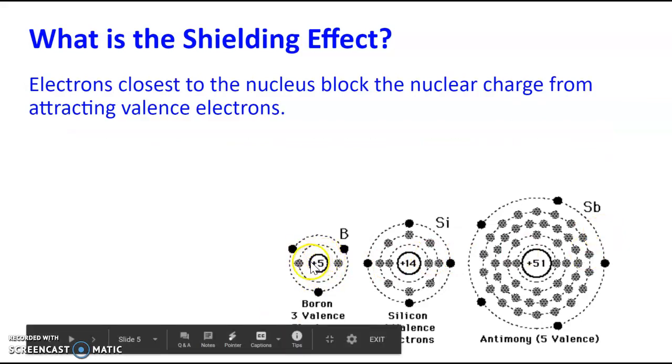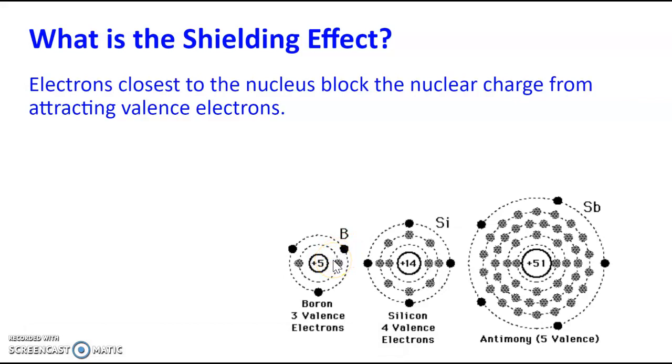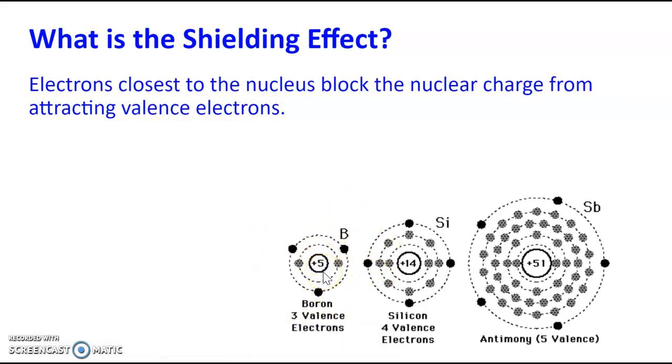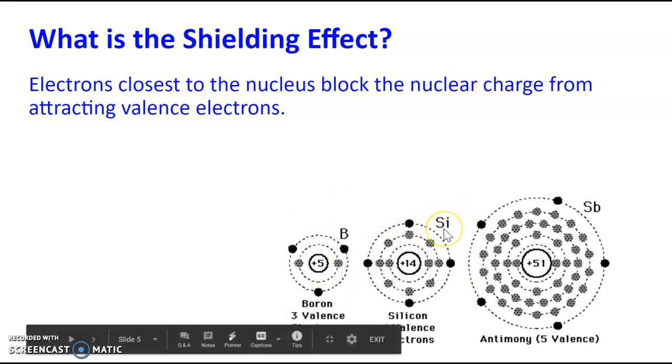So a little bitty boron has a charge of 5 in the nucleus. It has 5 protons. And then it has only 2 electron rings. So it only has 1 ring between its magnet and the electrons. So boron is good at attracting electrons because of that. And we have silicon.